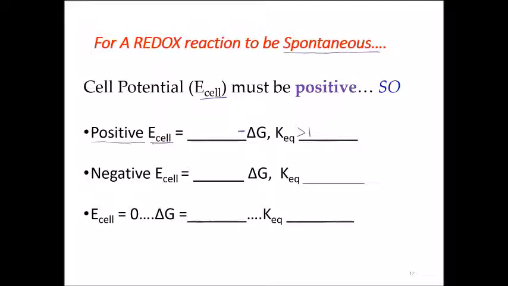So with that, a negative E cell is not thermodynamically favorable, or we would say thermodynamically unfavorable. It is going to be a positive delta G because it's not going to be able to get started on its own. That also means the Keq is going to be less than 1, because it's going to be mainly reactants since it's not going to really get started.